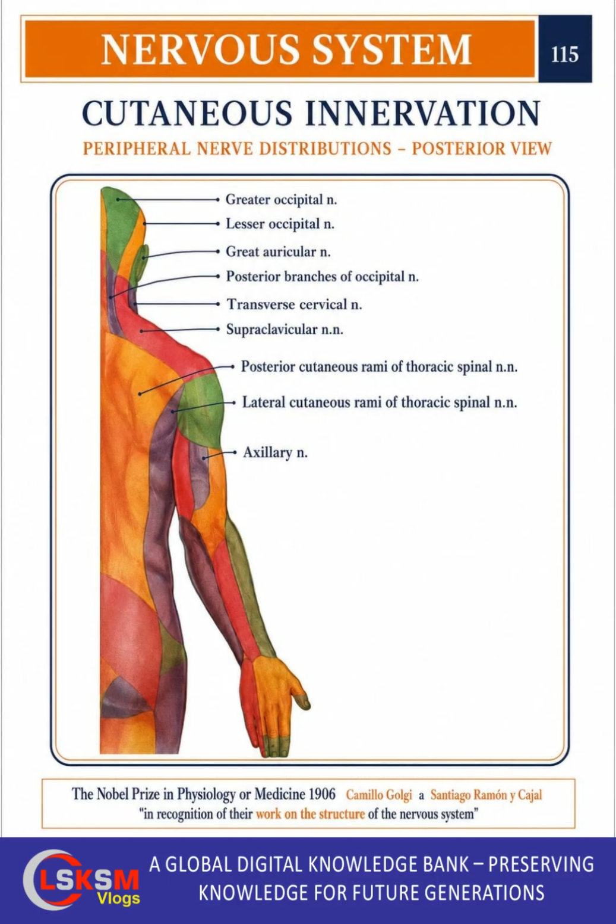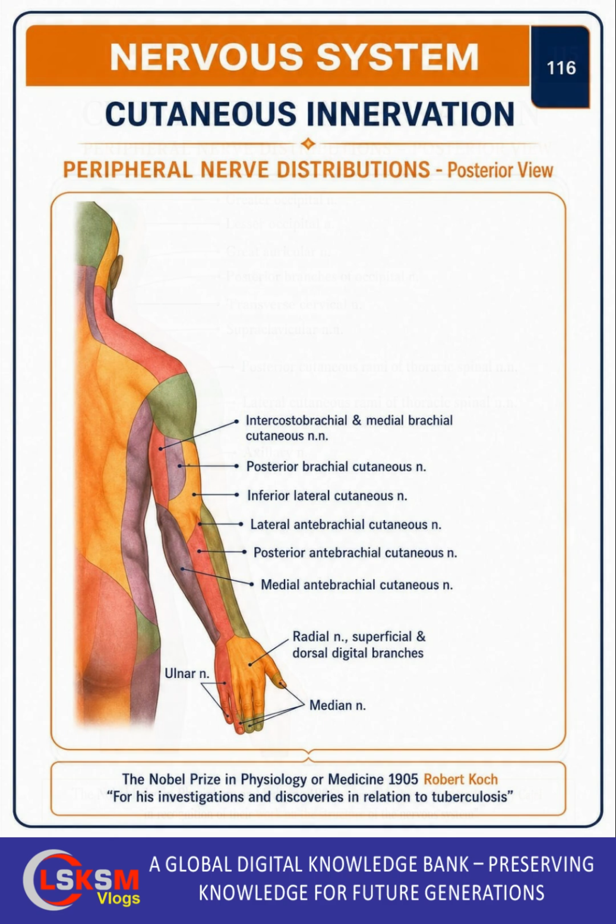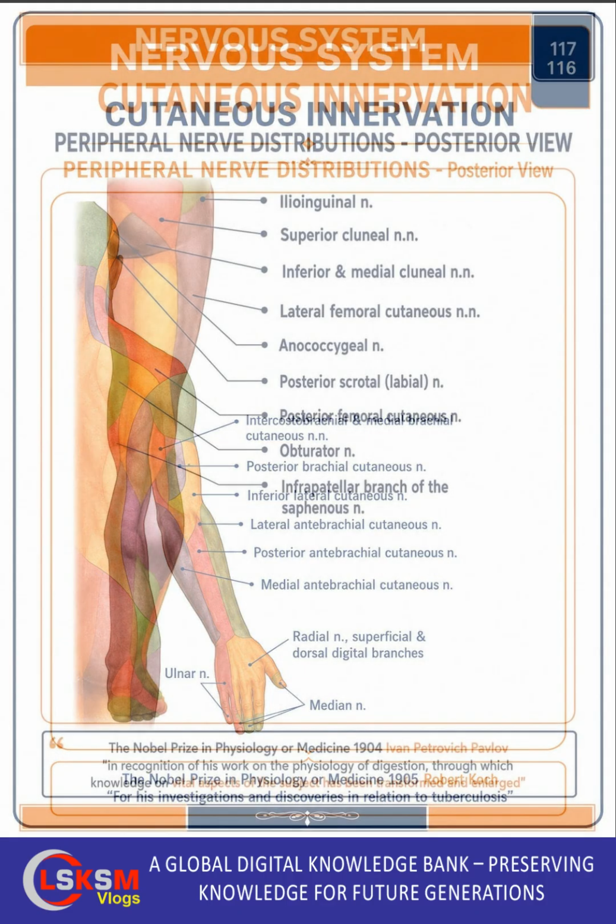Cutaneous innervation, peripheral nerve distributions, posterior view, shows the sensory territories of major peripheral nerves on the back of the body. It illustrates how individual nerves supply different skin regions. Displays the posterior cutaneous nerve distribution of the upper and lower body. It assists in identifying peripheral nerve disorders.